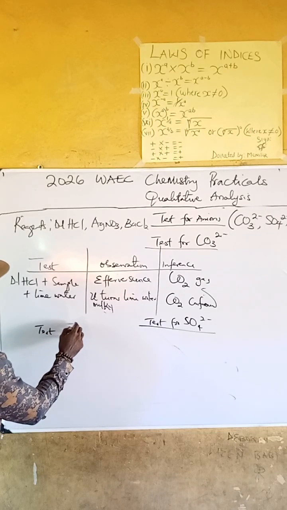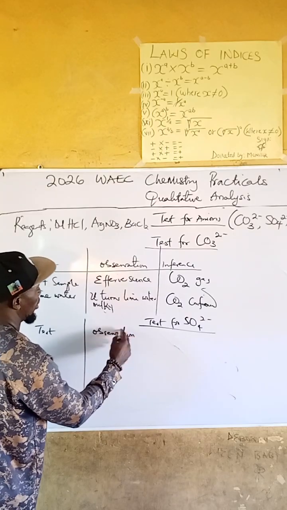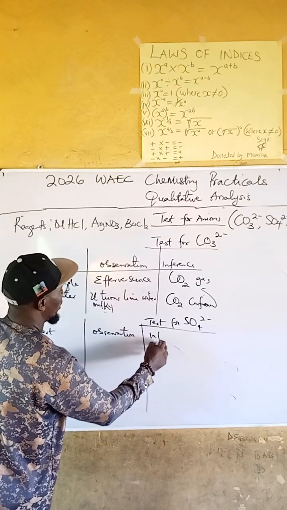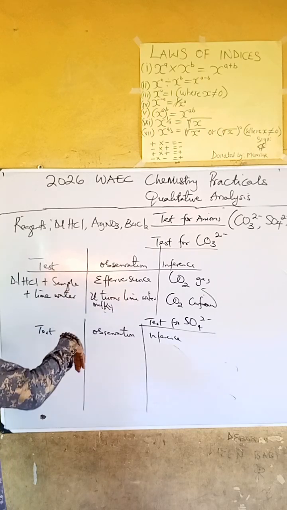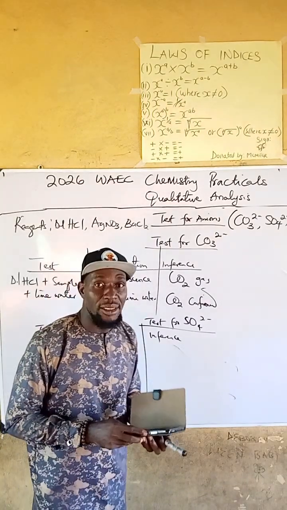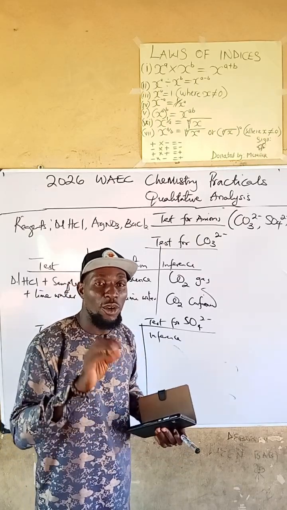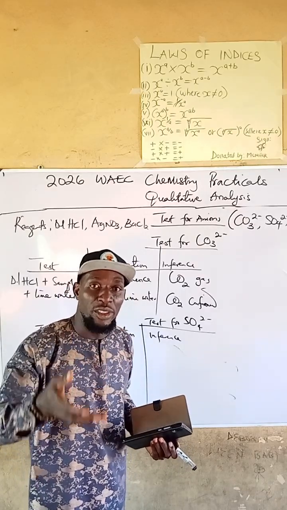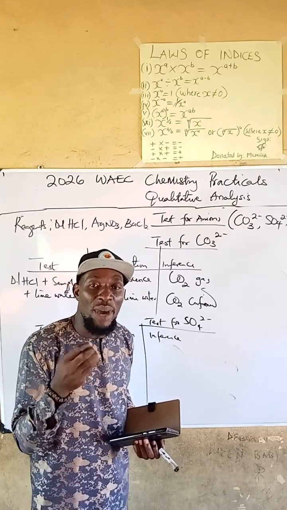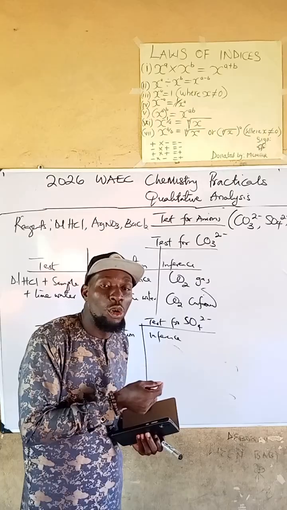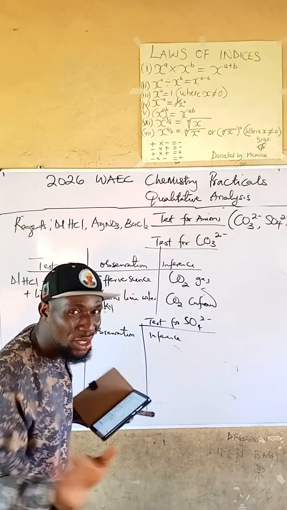Test, observation, and what? Inference. Remember the reagent we use for this? We use an acid for the sample, then observe the gas involved. Observe if there's bubbles coming up. Is that clear? If there's bubbles coming up, that confirms that a gas is present. Effervescence occurs. What gas do we suspect? Carbon 4 oxide. Then you do a confirmatory test by using lime water. If the gas turns the lime water milky, that confirms the presence of what? Carbon 4 oxide. Simple test.